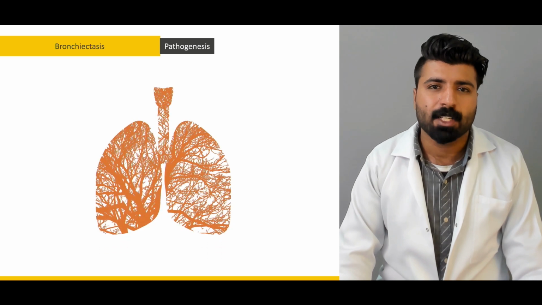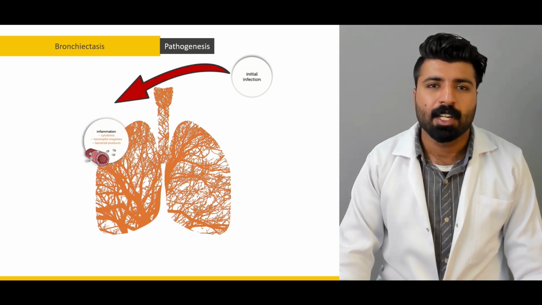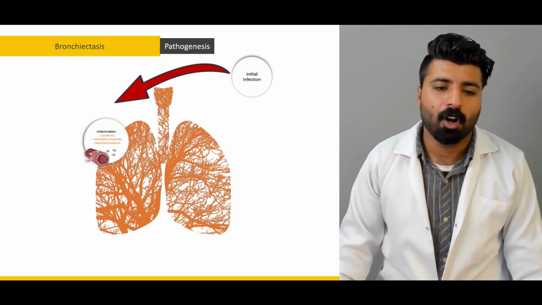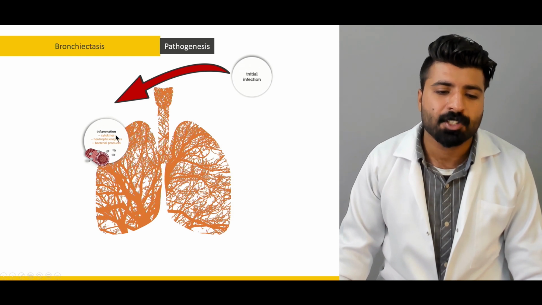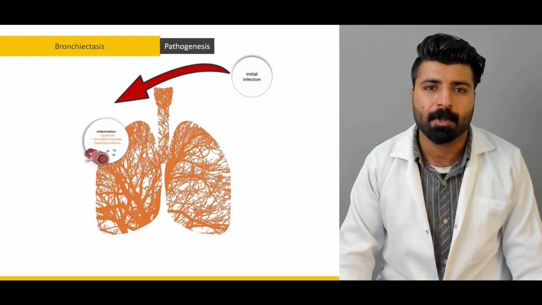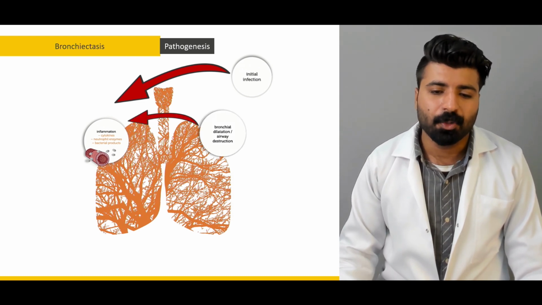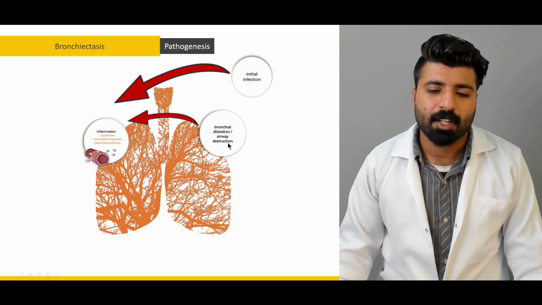So what's the pathogenesis of bronchiectasis? First of all, there will be an initial infection. Initial infection will lead to what? We all know it will lead to inflammation and cytokine release, and neutrophil enzymes and bacterial products will be released to counter the infection which is going on inside the body, due to which bronchial dilatation and airway destruction will happen.